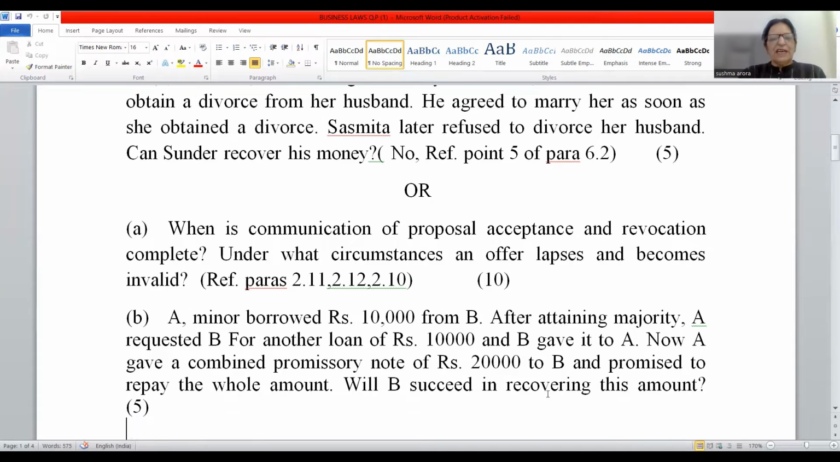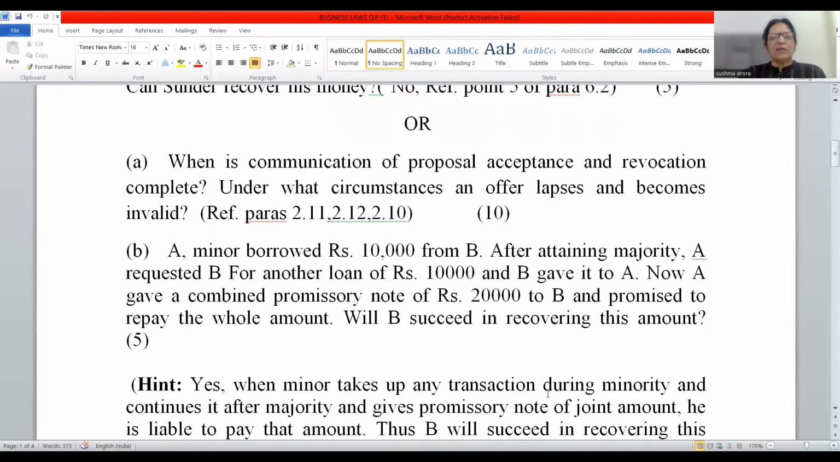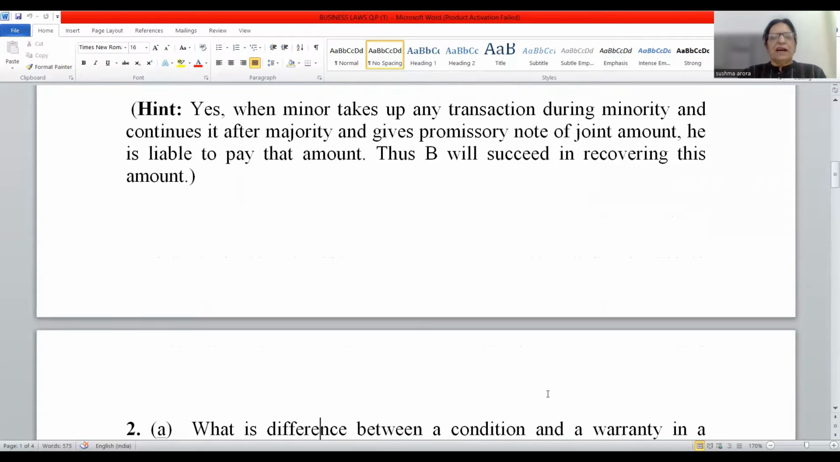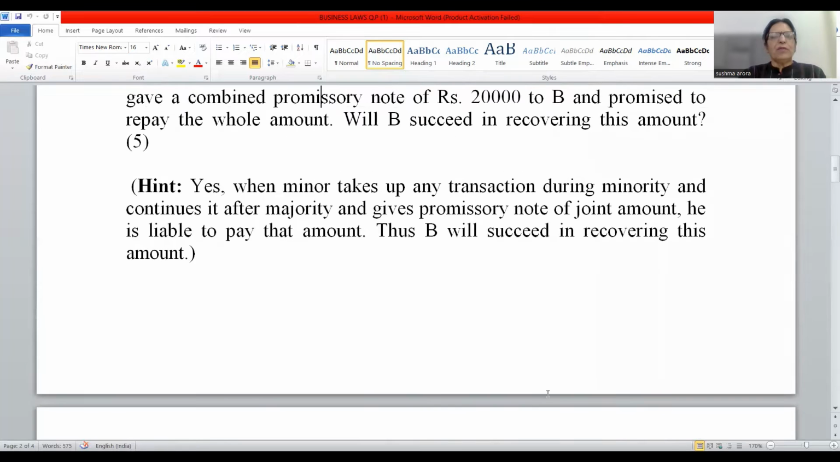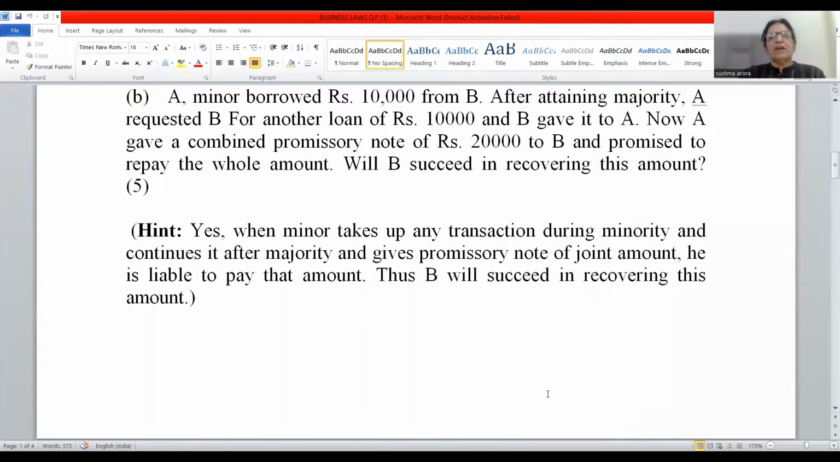Moving ahead, friends, next is the case study, which is from the chapter on minor. A minor borrowed rupees 10,000 from B. After attaining majority, A requested B for another loan of rupees 10,000 and B gave it to A. Now A gave a combined promissory note of rupees 20,000 to B and promised to prepay the whole amount. Will B succeed in recovering this amount?